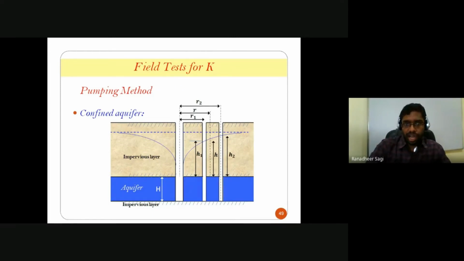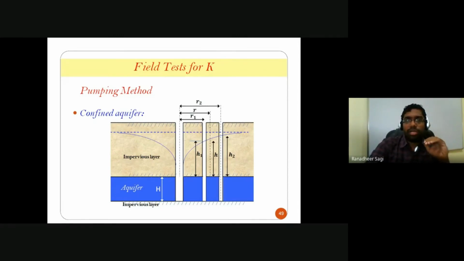In case on this top side, I do not have any impervious layer, then such kind of condition is what we call as an unconfined aquifer. Okay, so either in this confined aquifer case or unconfined aquifer case, whatever is the case, how do we determine the coefficient of permeability of the soil?